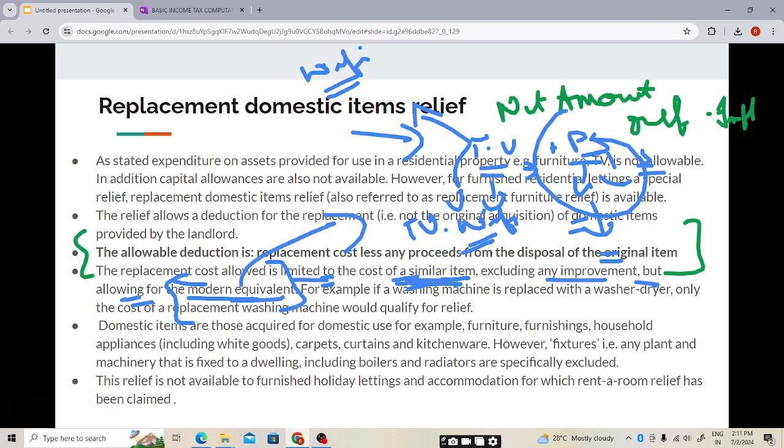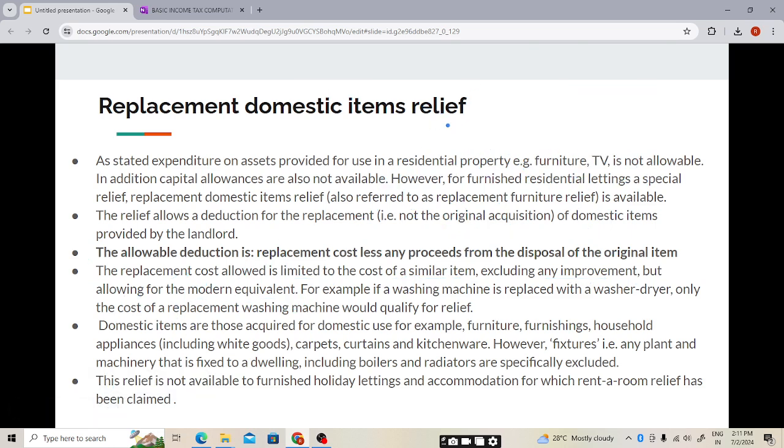Now whatever television you purchase will come with the Wi-Fi option, which you can't remove from it. So what this relief says is that you are selling some asset, replacing it and purchasing a new asset. At the start of providing the asset, you will not be allowed an expenditure, but when you are replacing it, you will be provided a deduction. What is the deduction? Whatever amount you are paying for the new asset less the scrap value.